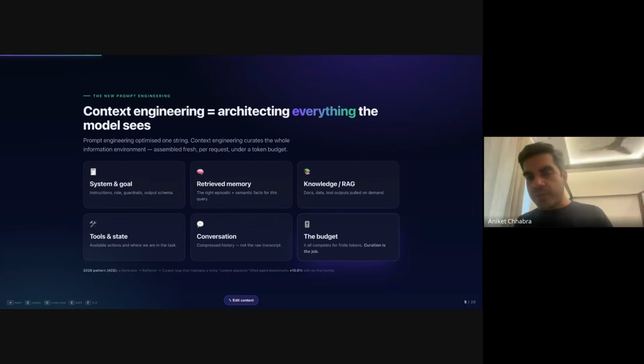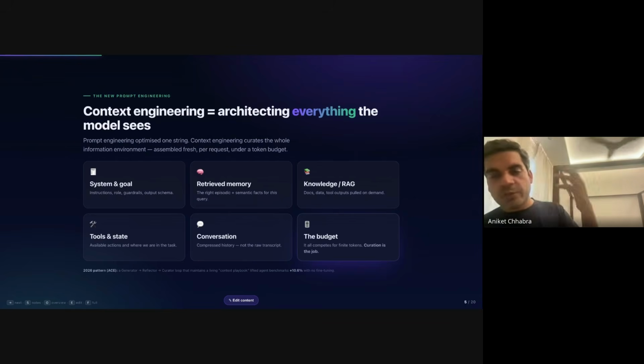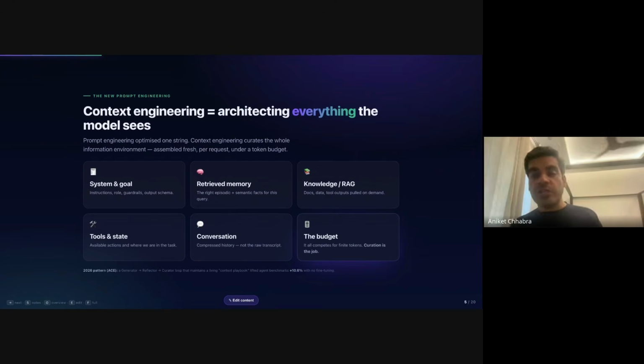So one is your prompt, the first part, where you define your system and your goal. Then there is a set of memory, for example episodic plus semantic memory. Then you build a knowledge base using a RAG framework. Then there are tools and state, which are the actions that agents have to take, the tool calls, the APIs, etc. Then conversation, if you want to store previous, historical conversation, which is your working memory. Or for the long term, you can save long-term data in the database, which becomes long-term memory. Now all this competes for the finite token budget.